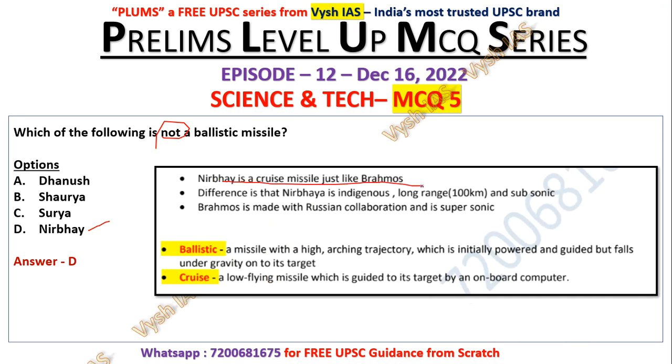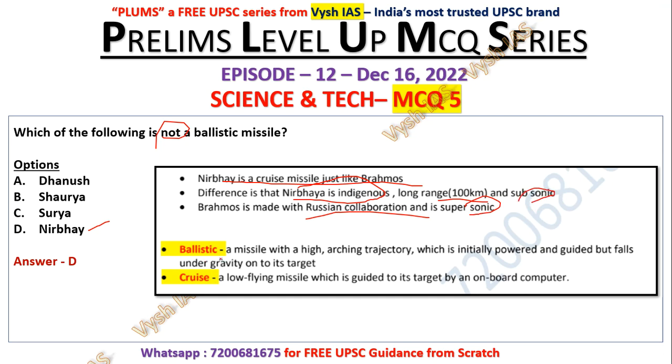Nirbhay is a cruise missile just like BrahMos. The difference is that Nirbhay is indigenous, that is, made in India. It is long range, 100 km, and subsonic. BrahMos is made with Russian collaboration and it is supersonic, meaning more than the speed of sound, whereas subsonic is less than the speed of sound. So these are the cruise missile examples.